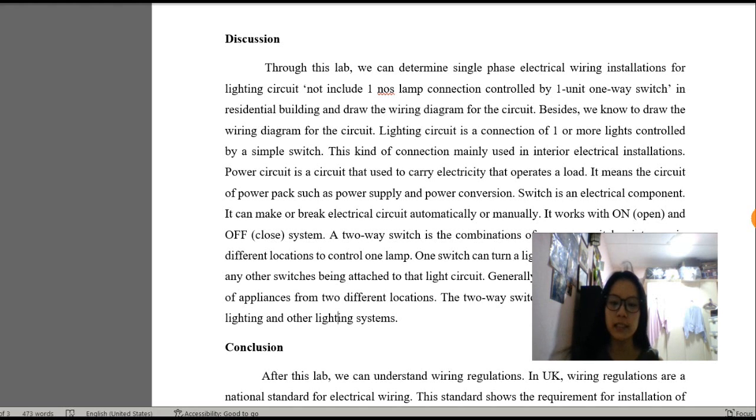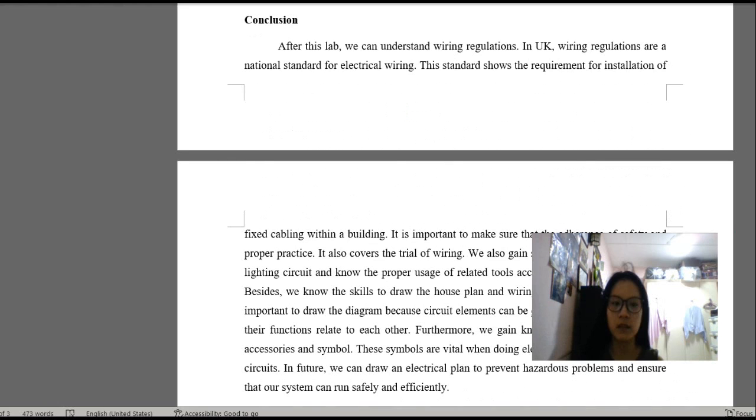A two-way switch is the combination of two one-way switches in different locations to control one lamp. One switch can turn a light on and off without any other switch being attached to that light circuit. Generally, when you want to take control of appliances from two different locations, two-way switches are used, for staircase lighting and other lighting systems.